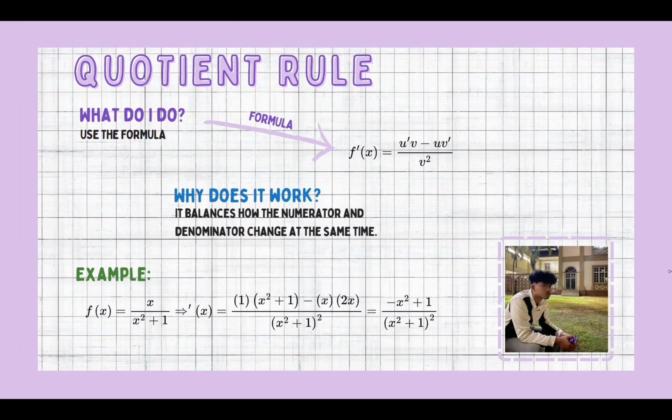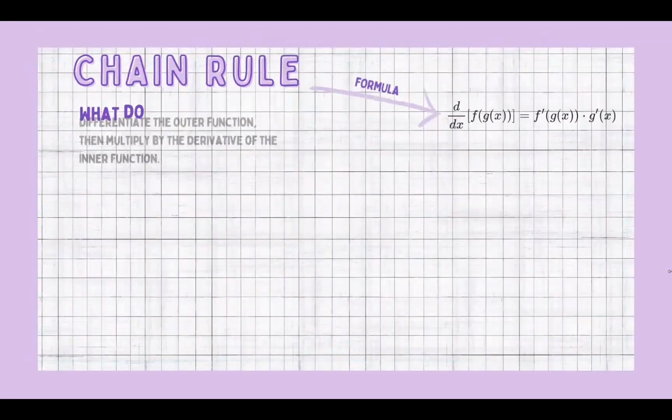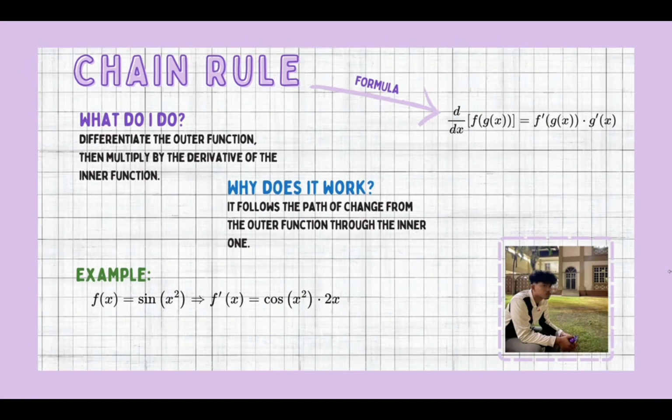Following that is the quotient rule, used when one function is divided by another. We apply the formula. Why it works: because it adjusts for how both numerator and denominator vary. Let's go to the chain rule. This one is used when you have a function inside another function, like a function sandwich. You first differentiate the outer layer, then multiply it by the derivative of the inner function. It works because change flows from the outside through the inside.